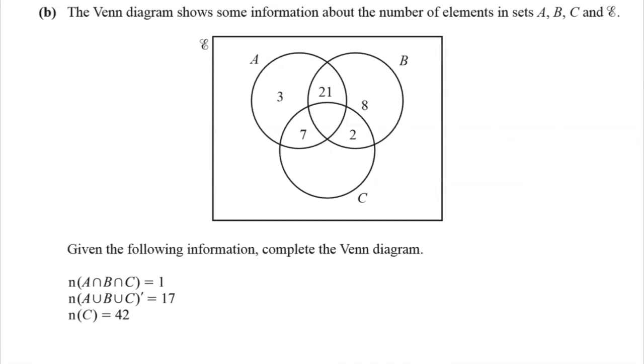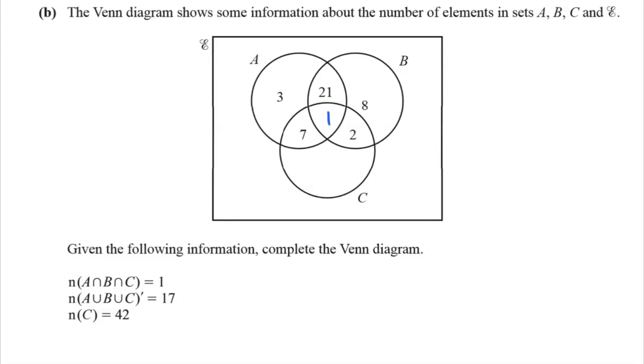Okay, the Venn diagram shows some information about the number of elements in the sets A, B, C, and the universal set. That's that funny kind of squiggly symbol. Given the following information, complete the Venn diagram. Whoa, the number which is in A intersecting B intersecting C is 1. Well, the intersection of all three is right in the middle. And so what that tells us is there's 1 in there.